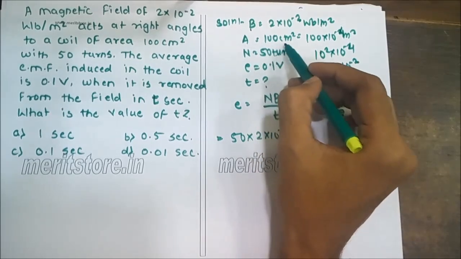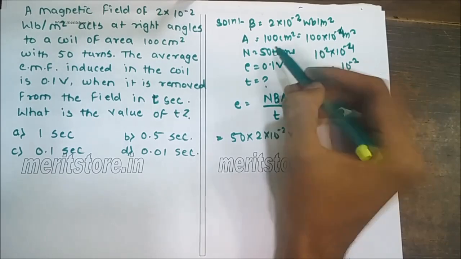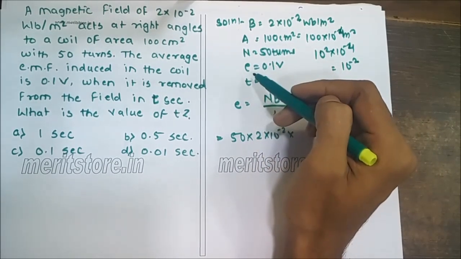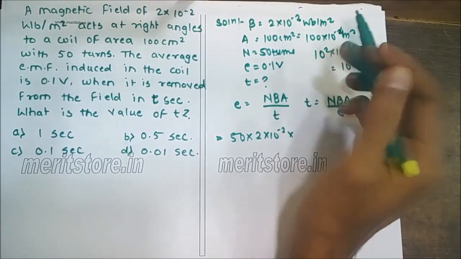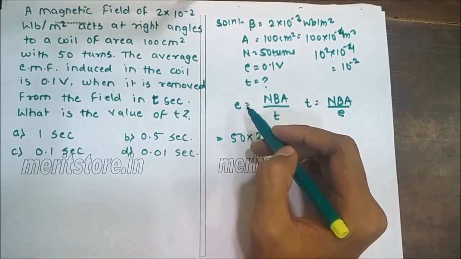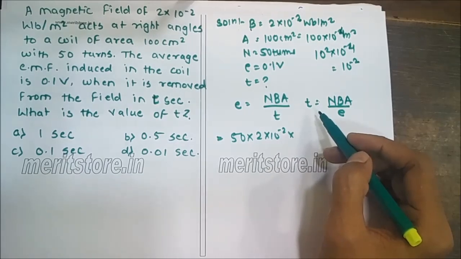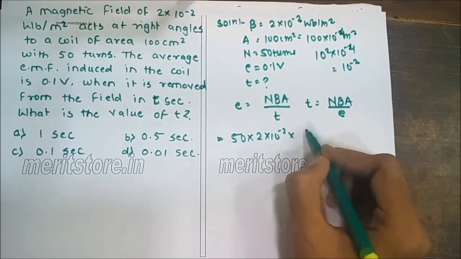We have A, that is 100 centimeter square, that will be 100 into 10 raised to minus 4 meter square. Next is N, that is number of turns, that are 50 turns given. E, that is the induced EMF, that is 0.1 volt, and the time t which we need to find. So for that the EMF induced E is equals to NBA upon time t, so where t becomes equals to NBA upon E.